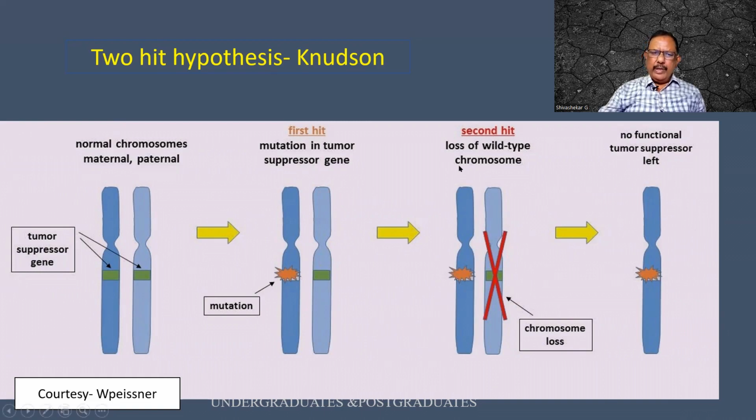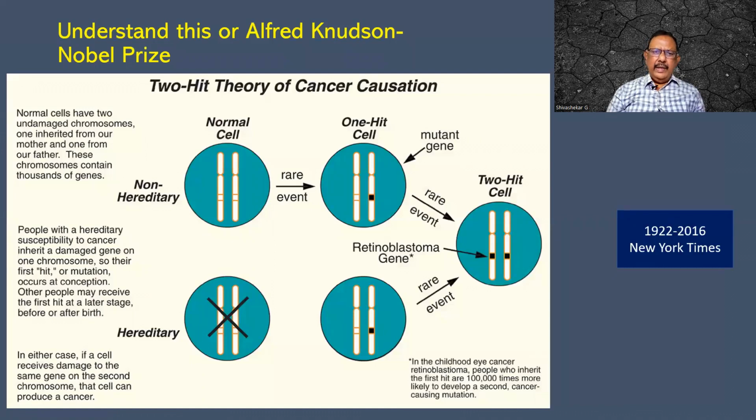I would like you people to kindly remember and draw this diagram. If you are not very convinced, see this again. As I told you, pictures are pictures. Thanks to the New York Times for this reference. In the non-hereditary case, a normal cell, both chromosomes are normal. One hit, there is an abnormality or a mutation in one of the chromosomes. But then rarely there can be a second hit, as a result of which the retinoblastoma develops. The patient can develop a malignancy.